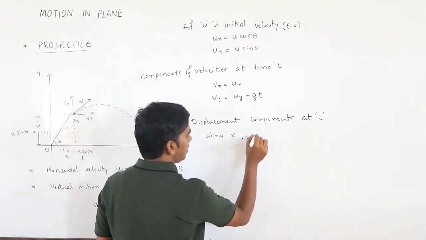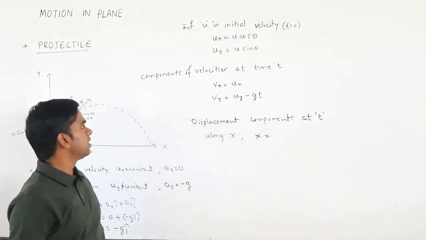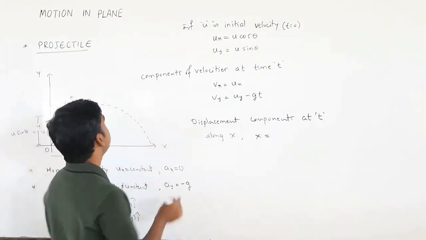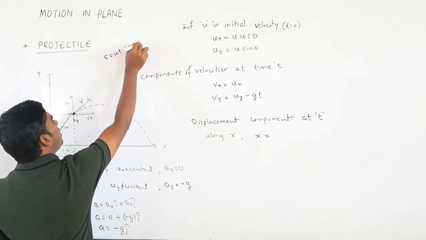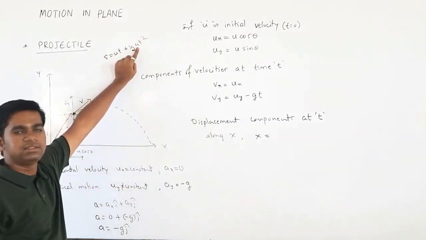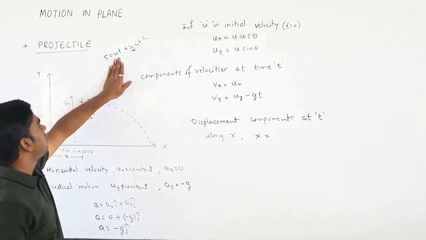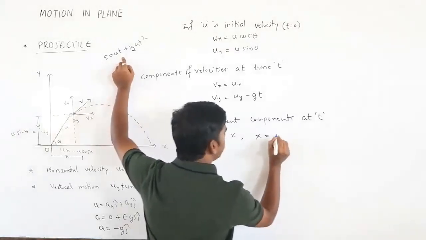So how can we write? x equals velocity into time. No need to use this formula, s equals ut plus half at square. Why? Because a is 0. If a is 0, what remains is only this much. Let us write this only.